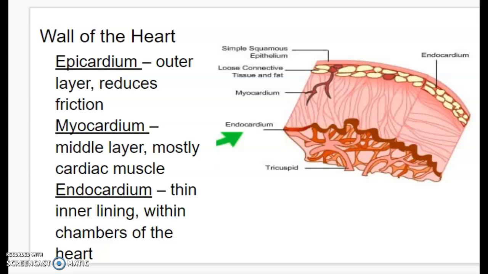Continuing with the structure, after you get past the fibrous pericardium and the 2 connective tissues, the outer layer of the heart is called the epicardium, and that will come in direct connection to the visceral pericardium, and it's also there to reduce friction. Now the myocardium, this is the large muscle. It's the middle layer, and it's mostly composed of cardiac muscle to help your heart pump. And then the last one is the endocardium, a thin inner lining that you will see in the 4 chambers of the heart.